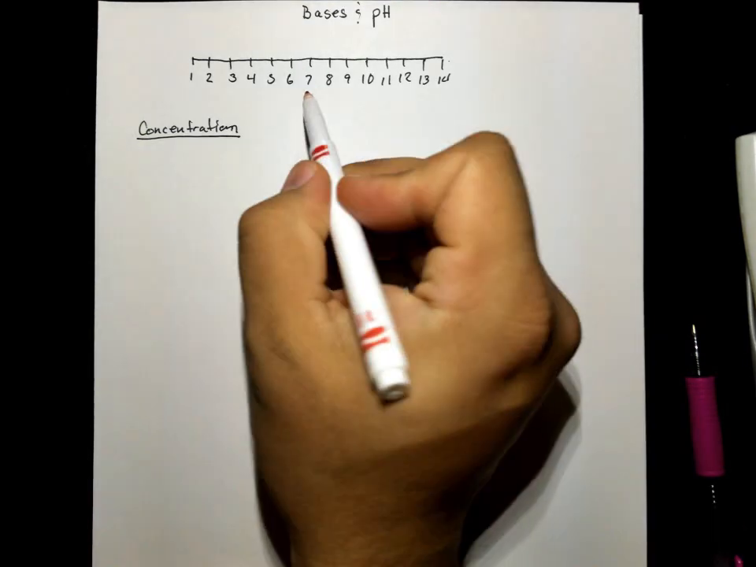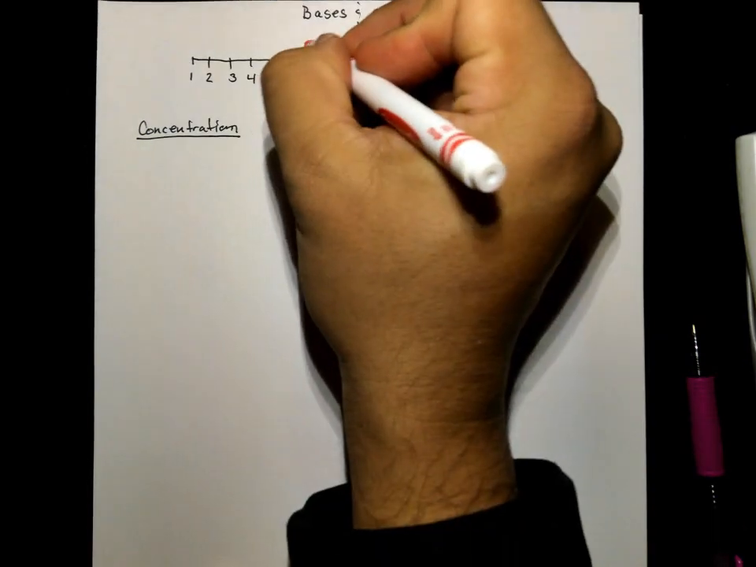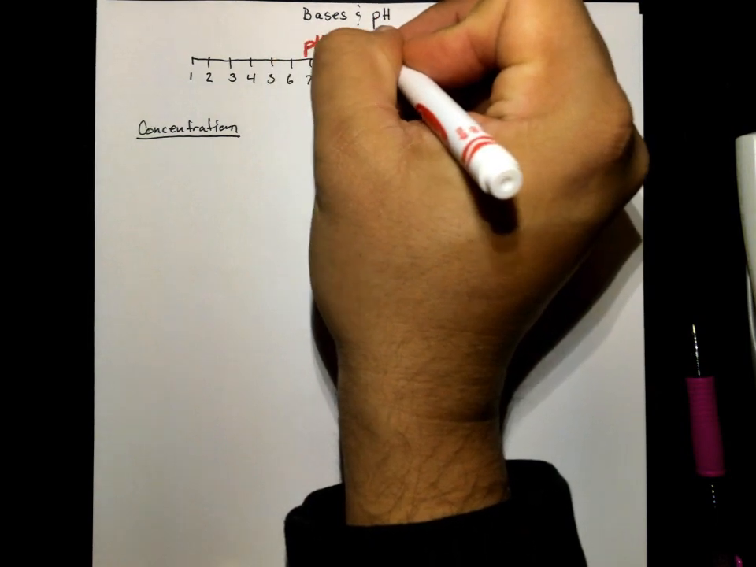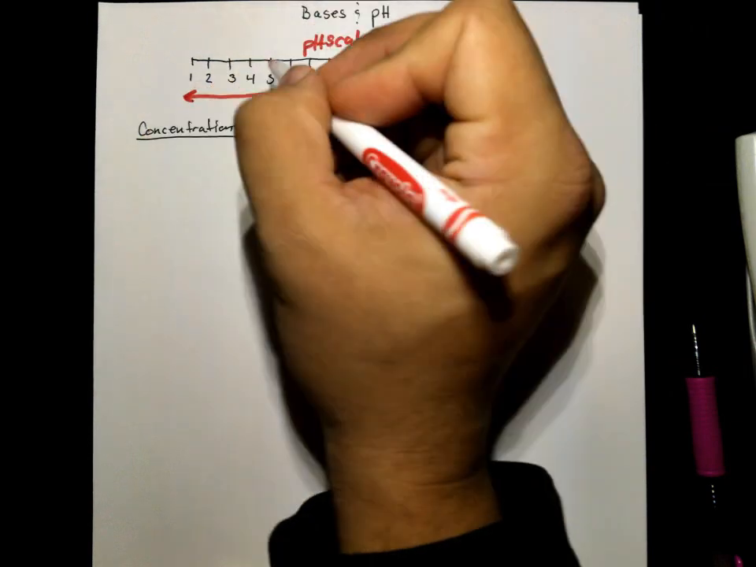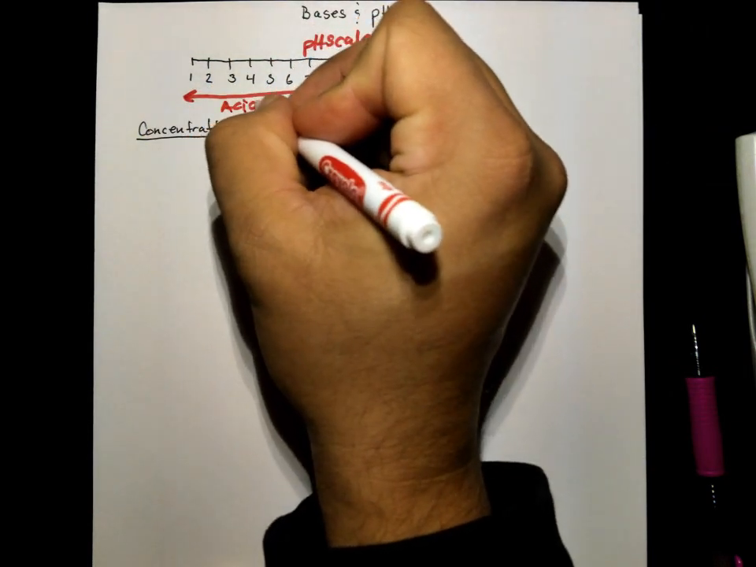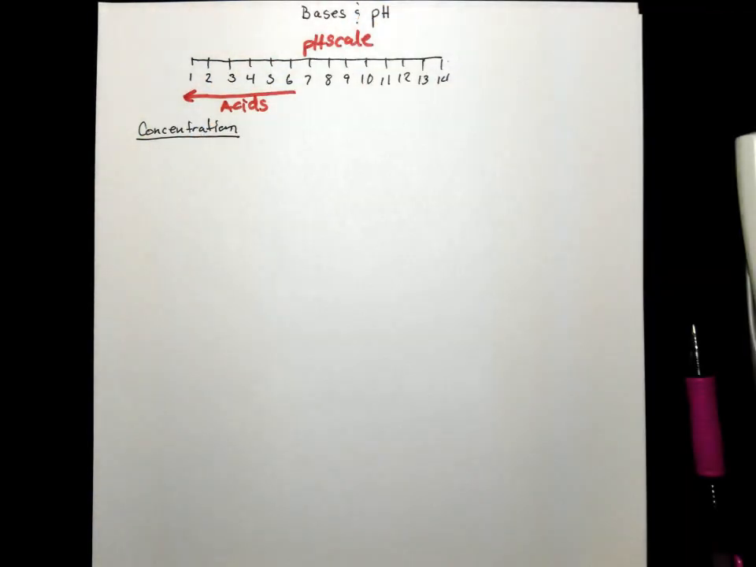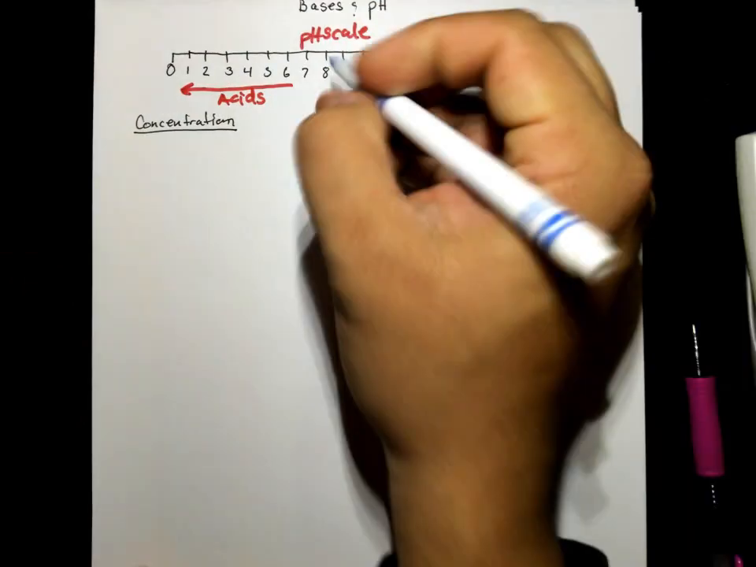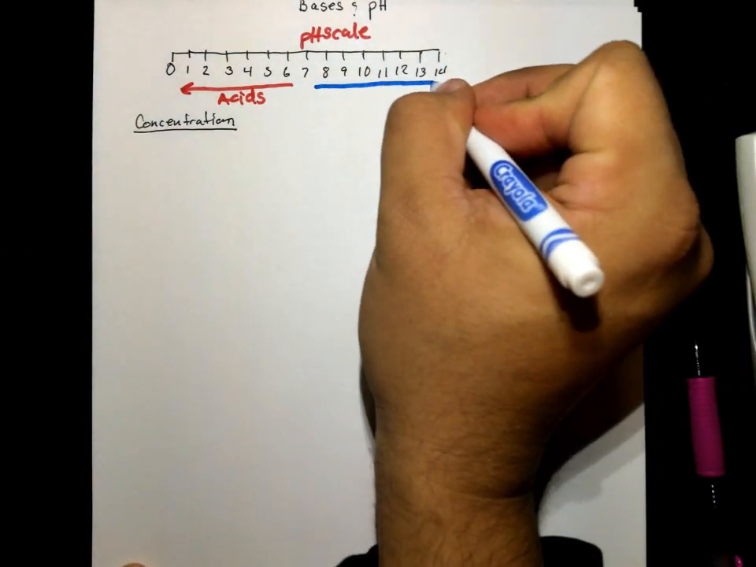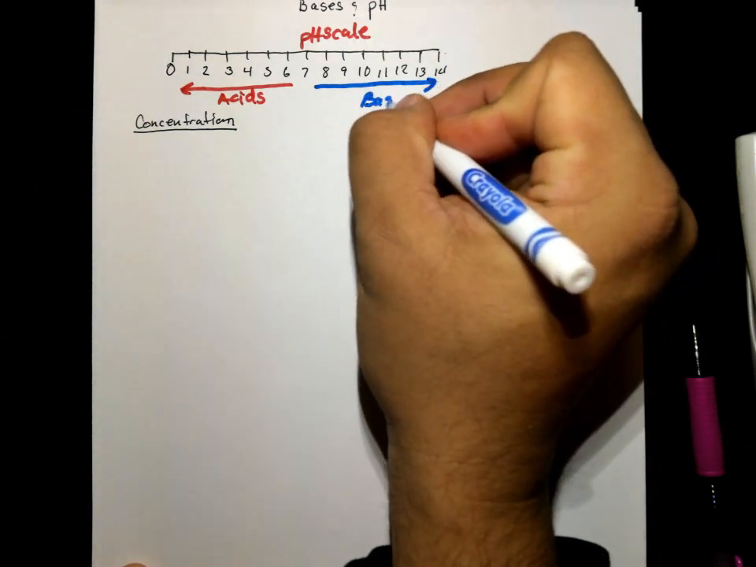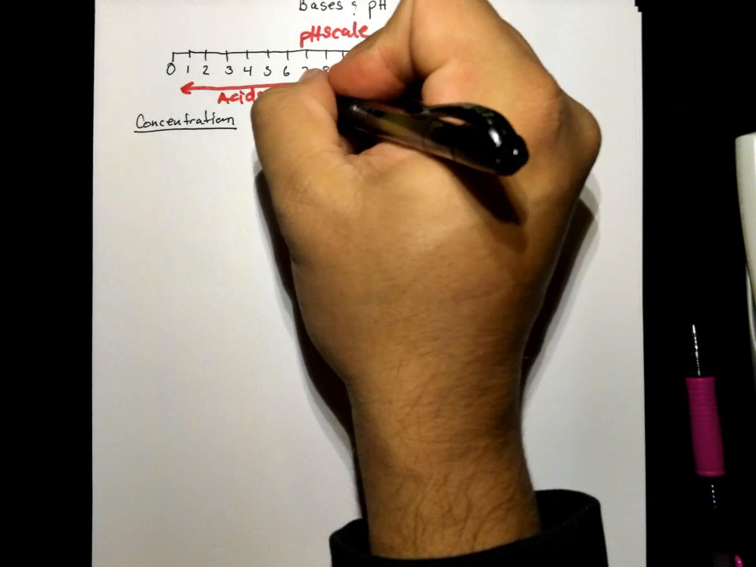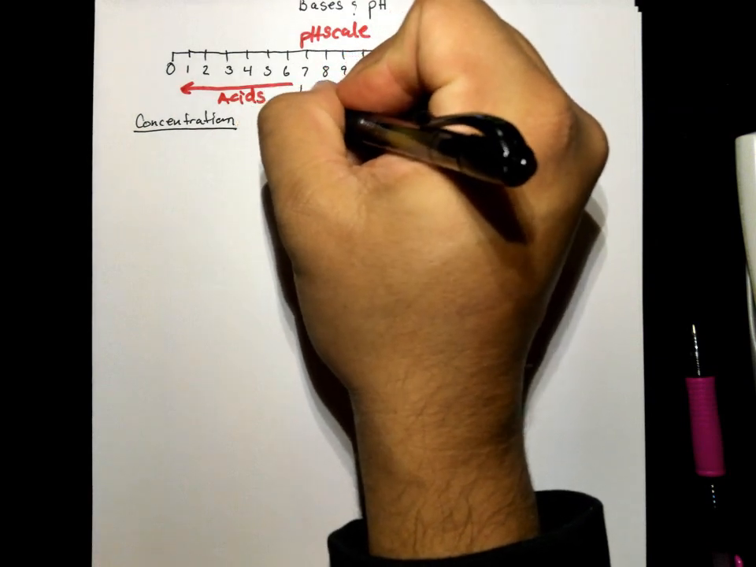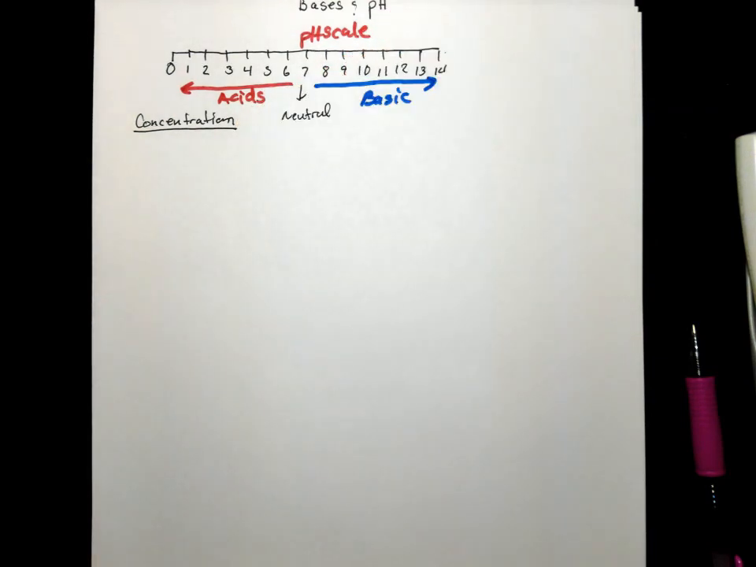Remember the pH scale. From below 7 all the way to 0, we call those acids, or it's acidic. And then above 7, anything above 7, those are basic or alkaline. And if it's exactly 7, we call that guy neutral. So that's the pH scale.